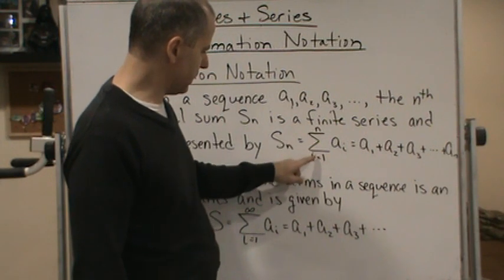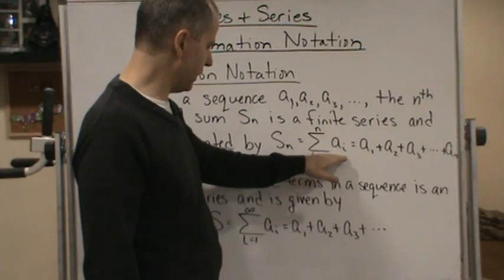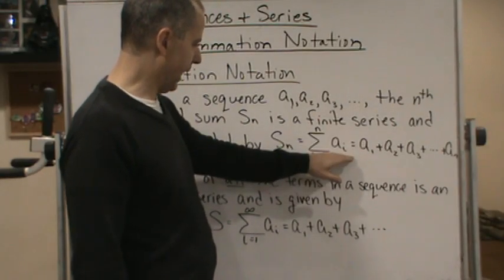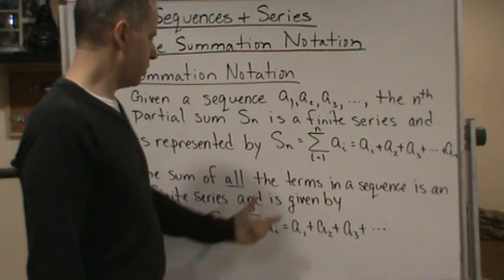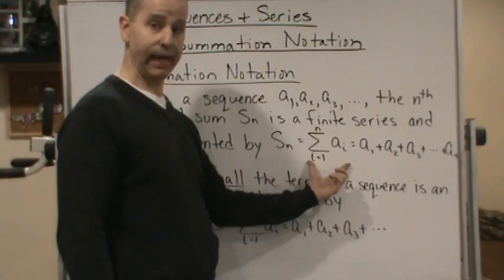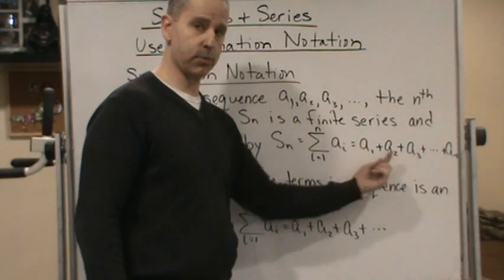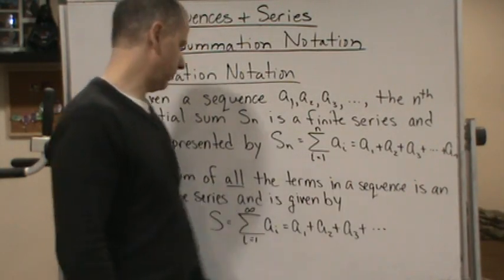So this is telling us that we're summing up the first n terms of the sequence starting with A sub 1. So A sub 1, A sub 2, all the way to A sub n. So this is how we represent it using summation notation. Instead of writing out all these terms all the time, we can write it concisely using summation notation.